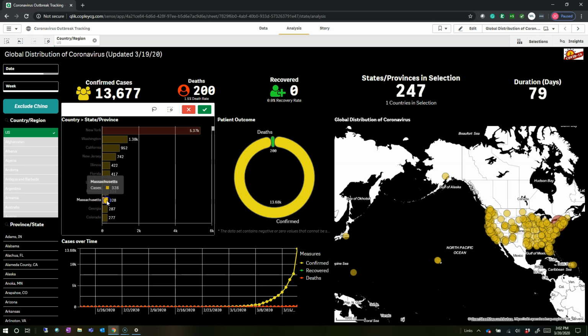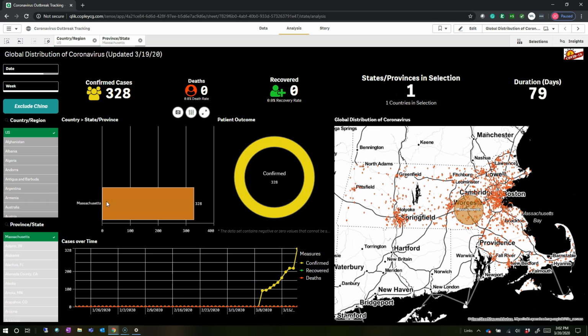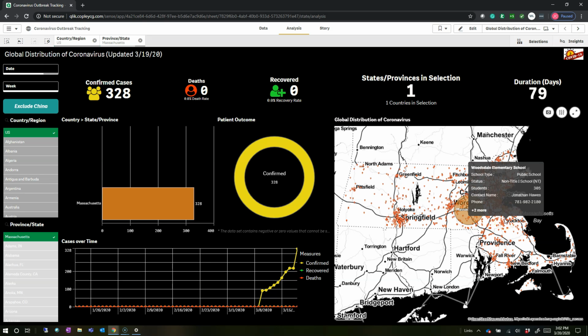So we go ahead and make this selection for Massachusetts, and we're now looking at the Massachusetts KPI with response to how many cases we have here, but also how many schools and every single school mapped out here in the entire state. And as I hover over every school, you can see the tooltip populate along with its school type, status, the number of students that attend that school, and the contact information of the principal.